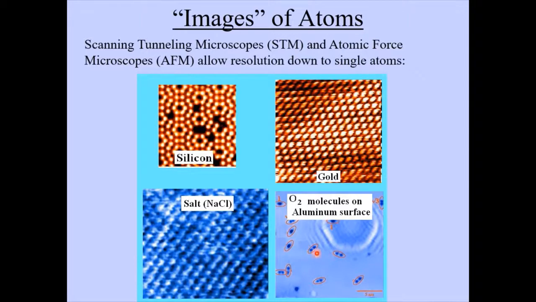And this picture here is kind of interesting. These are oxygen molecules on an aluminum surface. You can actually see in these molecules the location of the 2 oxygen atoms, bonded together to form an O2 molecule. So that is our discussion of atoms.